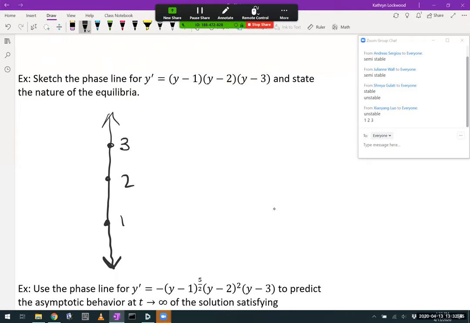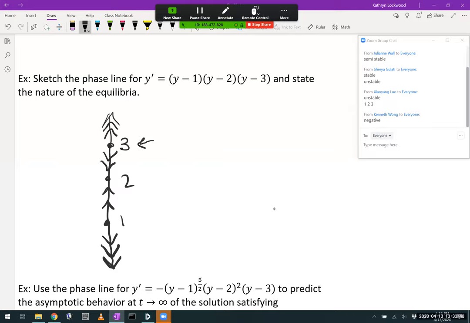All right, if I plug in something smaller than 1, let's say 0, what's the overall sign of dy by dx? Negative, good. Yeah, we have 3 negative factors together, that's negative. So below 1, the function is decreasing and we'll draw arrows pointing down. If you plug in, say, 1.5, something in the middle of 1 and 2, dy by dx is positive and the function's increasing, so I'll draw arrows pointing up. In between 2 and 3, if I plug in something like 2.5, we've got decreasing, and something bigger than 3.5, increasing. All right, so here's our phase line.